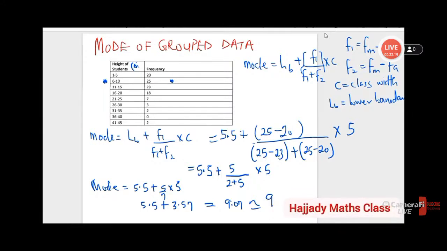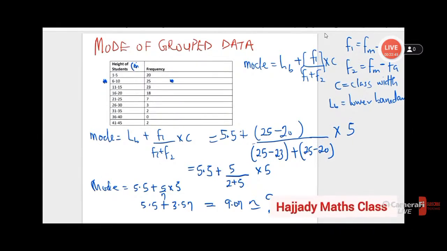Okay, now looking at this now, you are going to see that this value 9 must fall within this range of 6 to 10, just like the same thing we did in the median. If it falls outside it, then there's a mistake somewhere. So this is our frequency, the frequency for the modal class. And our final answer here is 9.